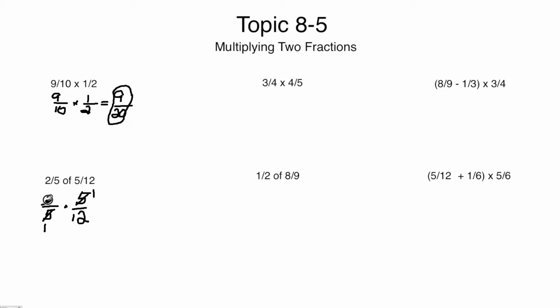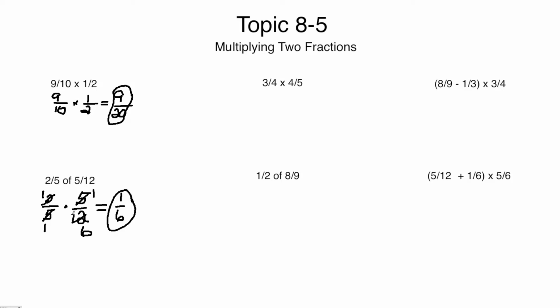What factor greater than 1 can go into both 2 and 12? 2. How many times can 2 go into 2? Once. How many times can 2 go into 12? 6. Second step, multiply straight across. 1 times 1, 1. 1 times 6, 6. Circle your answer.